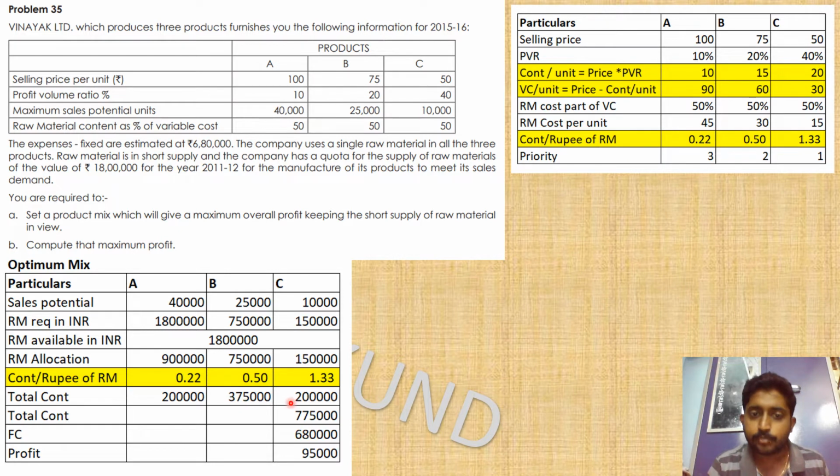So the total contribution is calculated, and if you total, the total contribution is coming to 7.75 lakhs from all these three products put together, and 6.8 lakhs is given as fixed cost in the question itself. So minus 6.8 lakhs, 95,000 is the profit.